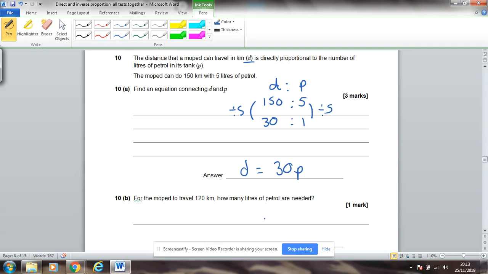For the moped to travel 120 kilometers, how many litres of petrol would it need? So we've got 120 equals 30p, so p is equal to 120 over 30, which equals 4. We're going to need 4 litres of petrol.